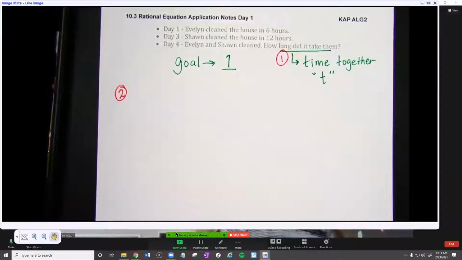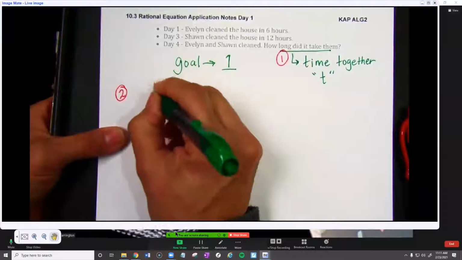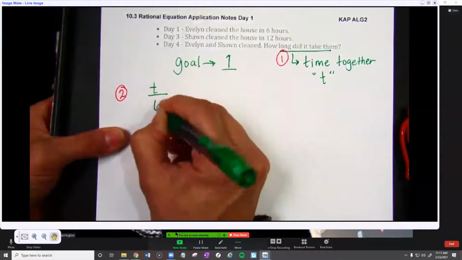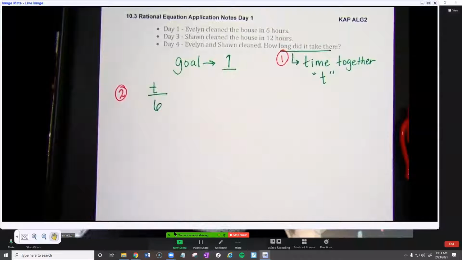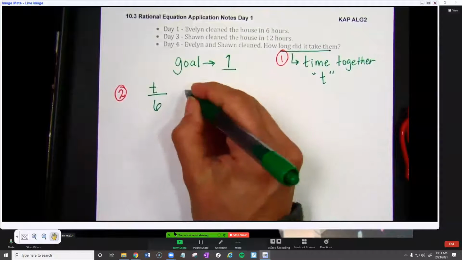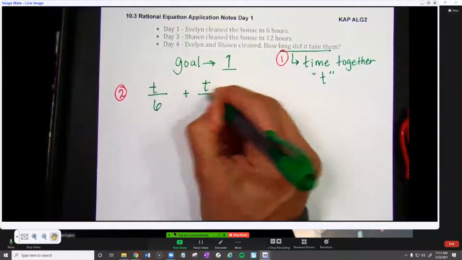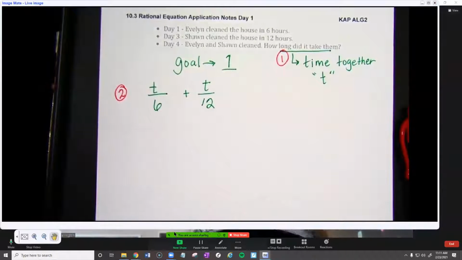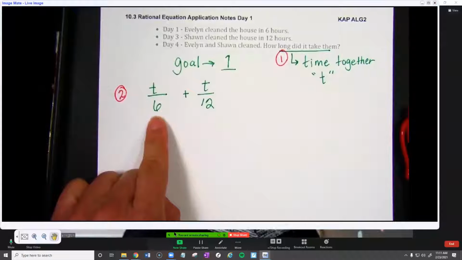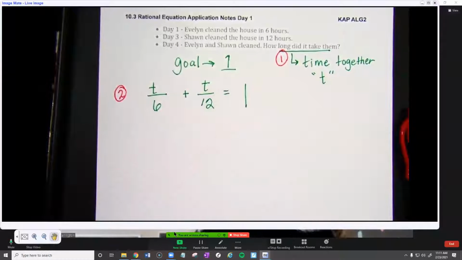Step 2 is to set up the problem. Who worked on day 4? Evelyn and Sean. So whatever time Evelyn put in, her rate is 6 hours. This is going to be her little contribution. Then remember, she worked with Sean. So whatever Sean's time put in over his rate, that's his little contribution. So Evelyn's part plus Sean's part equals 1 goal achieved, 1 mom off their back, 1 house clean, whatever.